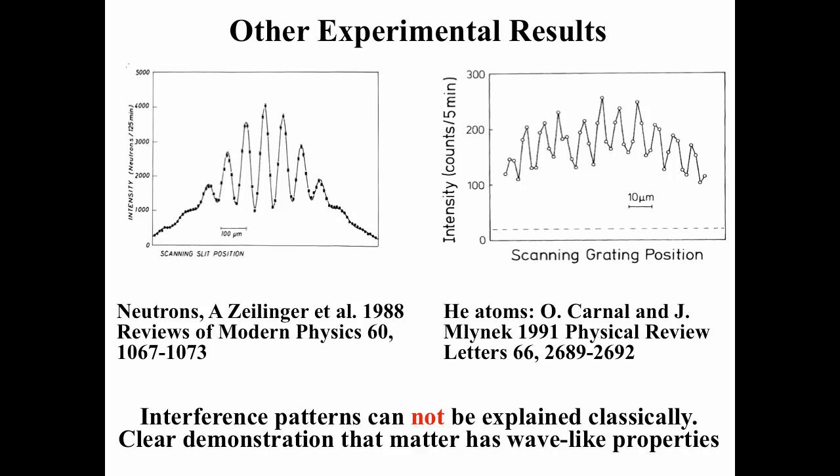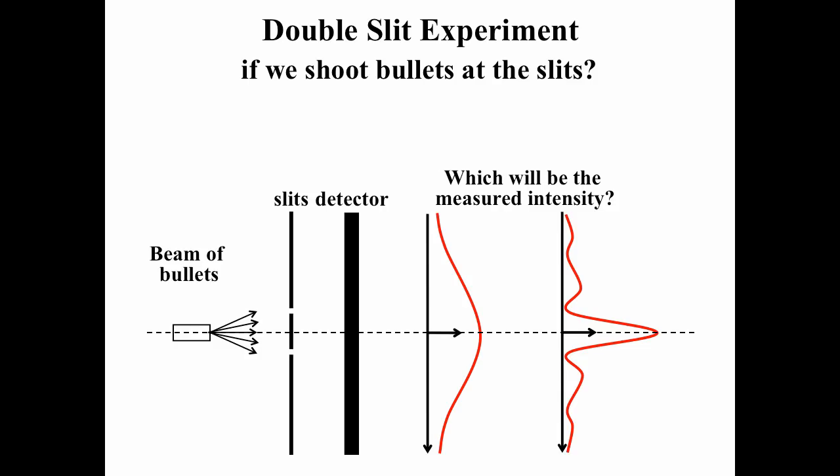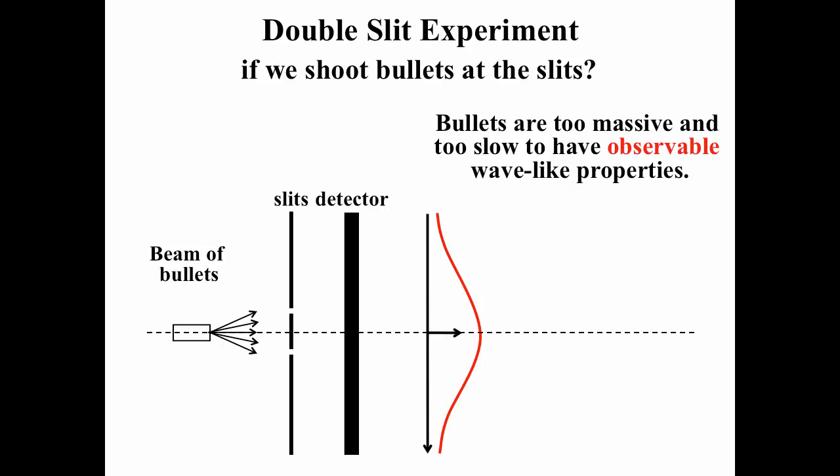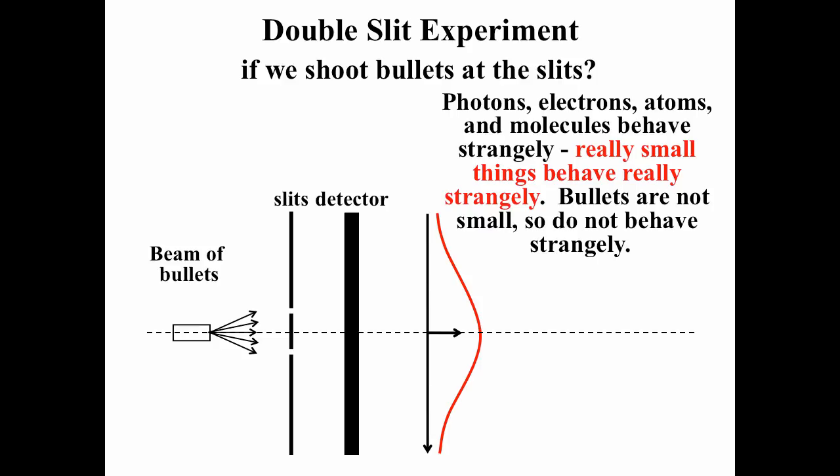Now this experiment was done with neutrons, it was done with helium atoms. What if we do it with bullets? So say I take an AK-47 and I shoot them at my slit. Will I get the thing on the left or the thing on the right? Well, I'll get the thing on the left. Bullets are actually too massive, too slow to actually have observable wave-like properties. And so the wave-like properties for matter is constrained to just little stuff. Photons, electrons, atoms, molecules are really small stuff behaves really strangely. Bullets are not small enough. They do not behave strangely.